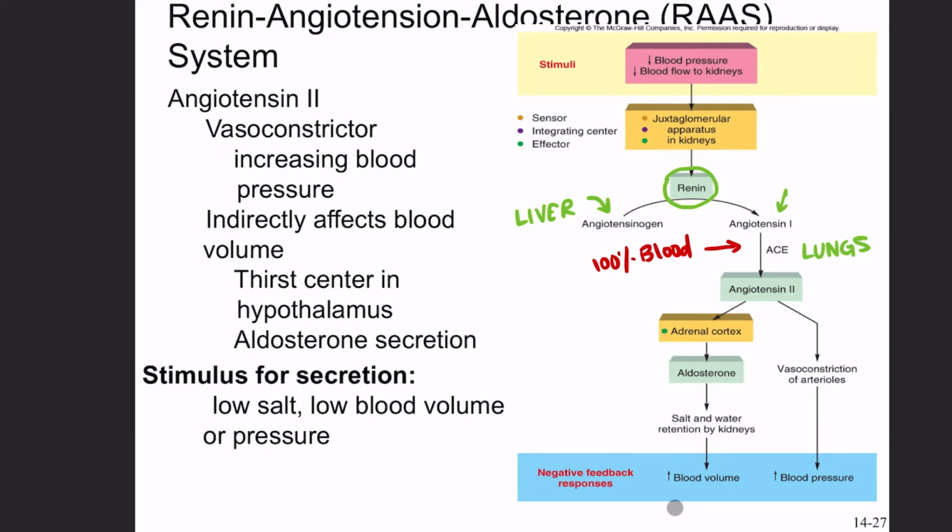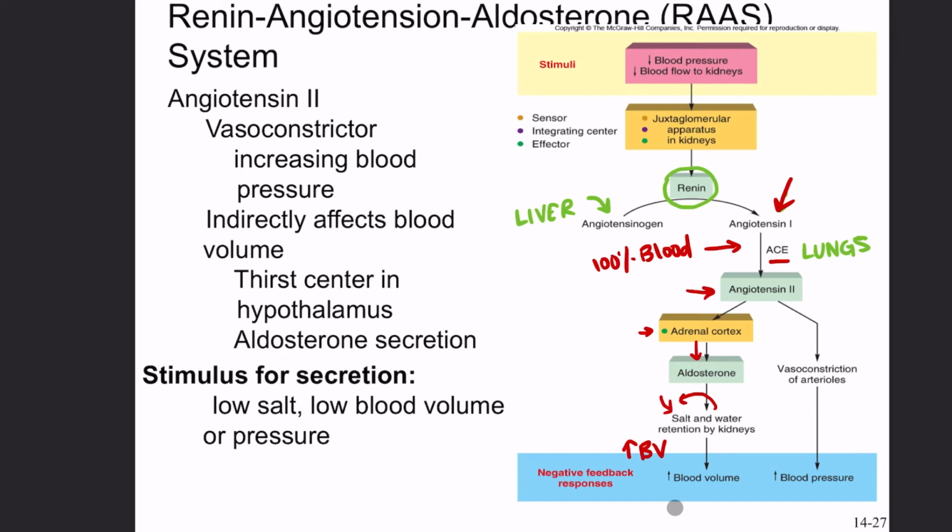So whenever there is angiotensin 1 hanging out in the blood, it will come into contact with this ACE, and then it becomes angiotensin 2. What angiotensin 2 does is two things. First off, it's going to act on the adrenal cortex, and that'll stimulate the adrenal cortex to make aldosterone. That is going to cause salt retention, and if it causes salt retention, it's going to cause water retention too, and this is going to increase blood volume. That's one of the ways angiotensin works.